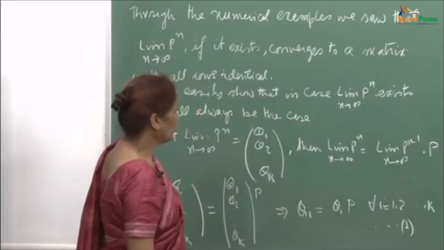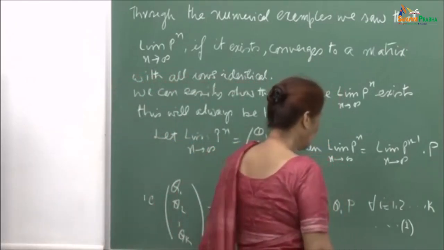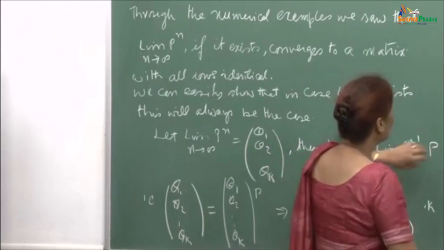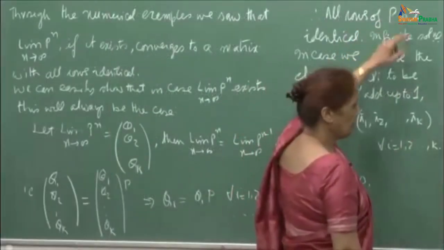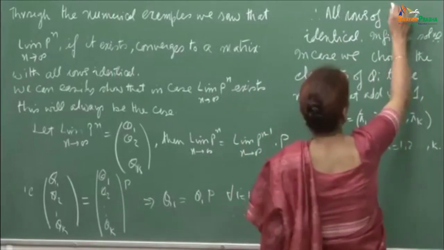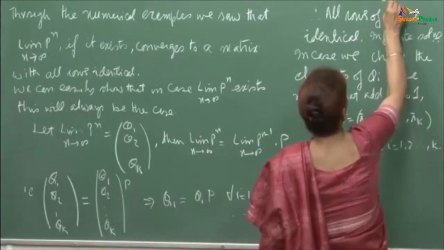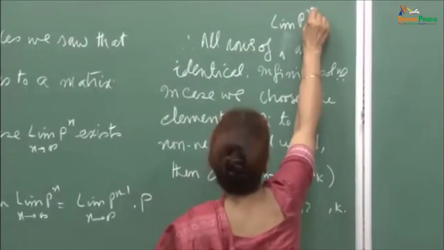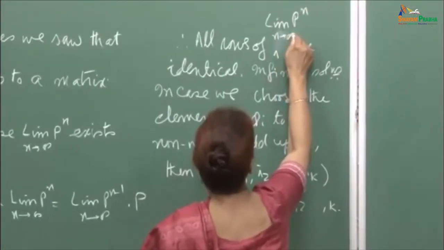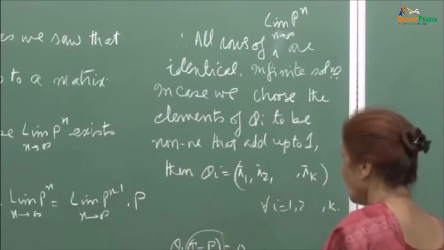So, this holds for all i. I should not say rows of P; what I want to say is that if P is your transition matrix, all rows of P raised to n will converge to the same row. So, all rows of limit P^n as n goes to infinity are identical.